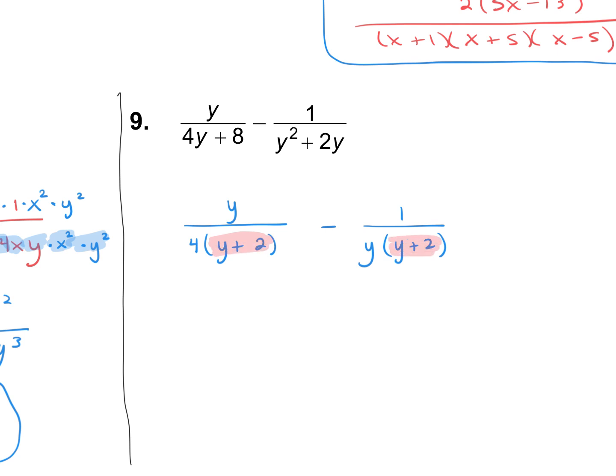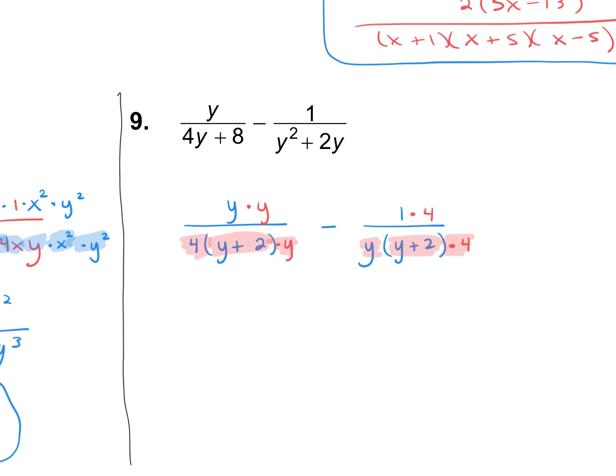All right, so I can see that we have a 4 on the left, so let's multiply by a 4 on the right. Just make sure we get the numerator multiplied by 4 also. So now they both have a y plus 2 and a 4. This one on the right, though, has this y out front, so we need to multiply in another y over here. So I'll go ahead and multiply by y and also to the numerator. And now we have a common denominator.